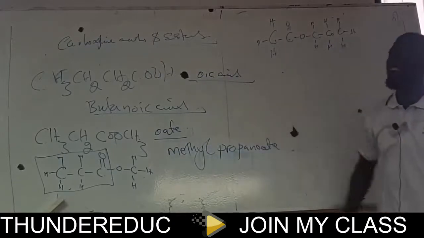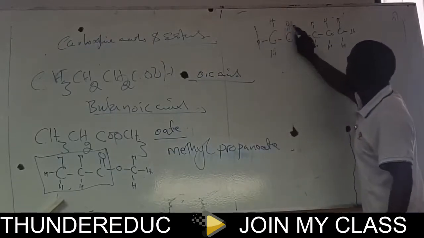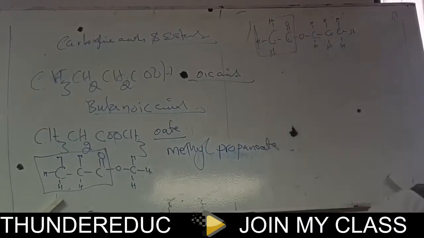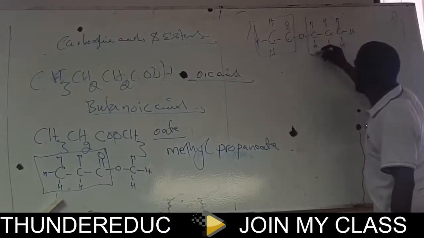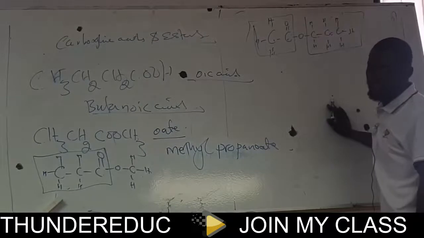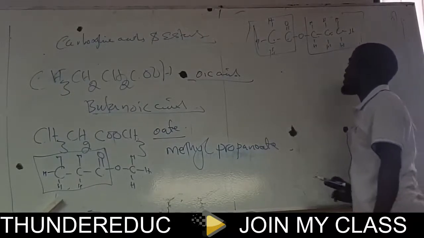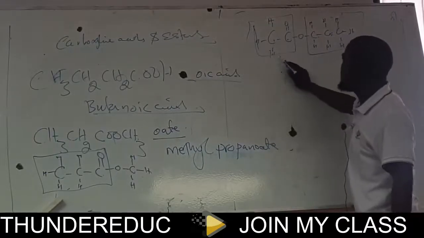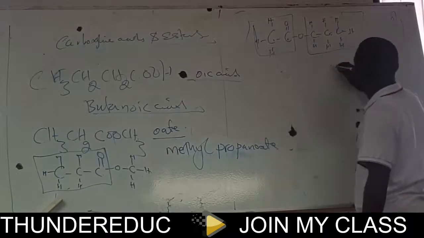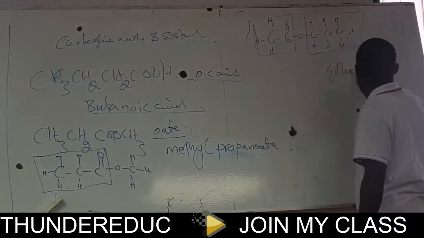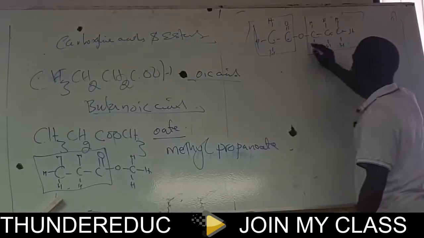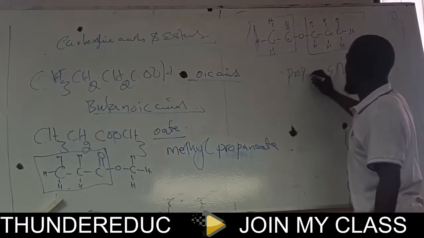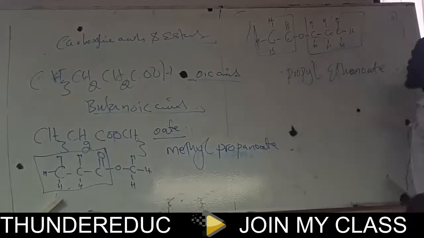This is the main chain. All right. Yes. Because of this, it becomes the main chain. And then this one becomes the side group, isn't it? All right. Now how are you going to name it? 1, 2, it's going to be ethanoate. But the side group 1, 2, 3, so 3 is what? Propyl. So it's going to become propyl ethanoate.